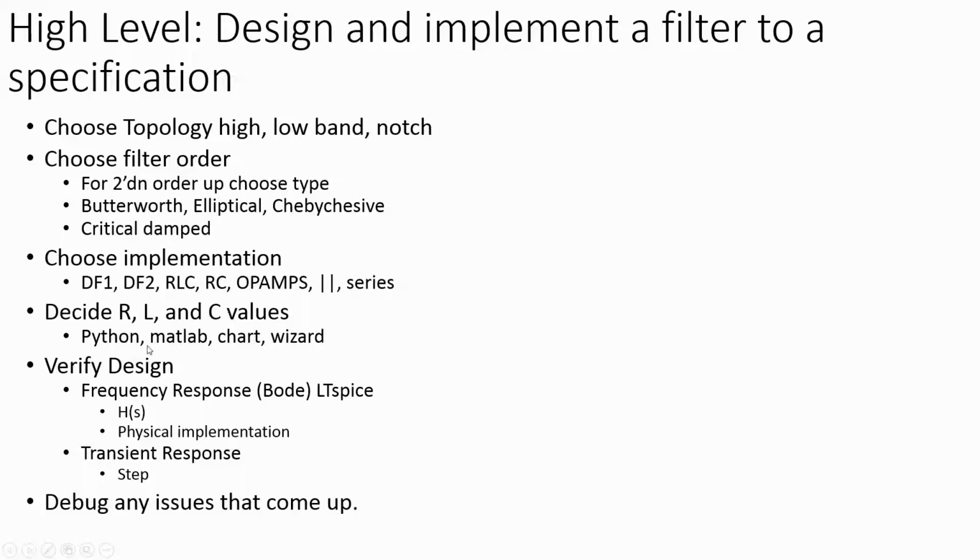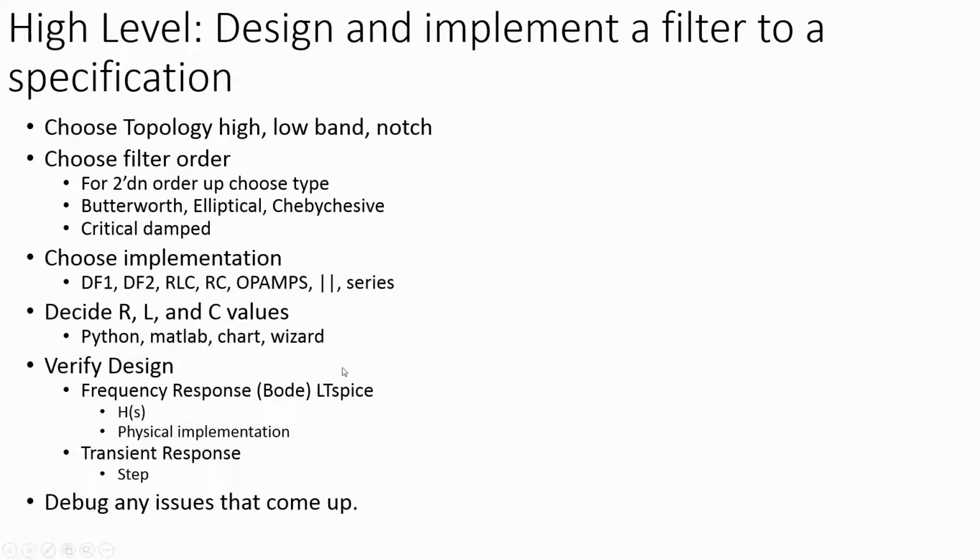And then there's ways that you can calculate things in Python, MATLAB, can pull things off a chart or a wizard. Then you've got to verify your design in LTspice with the Bode plot. You have your transfer function, and then you physically implement it. This is that behavioral voltage source.